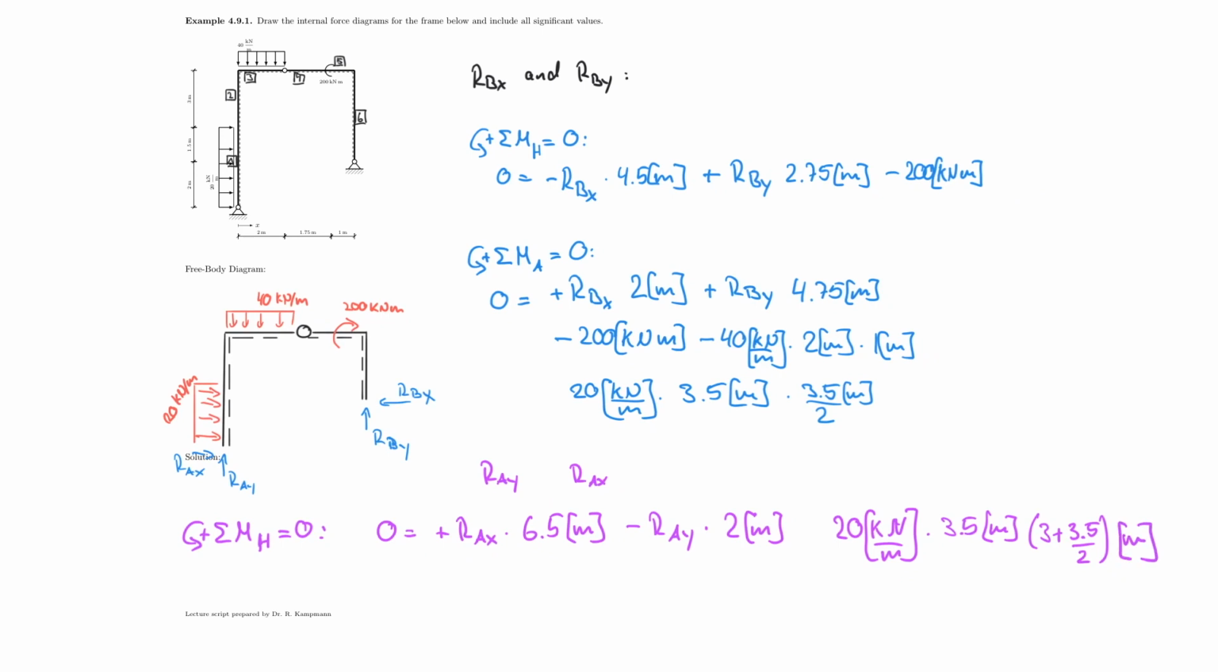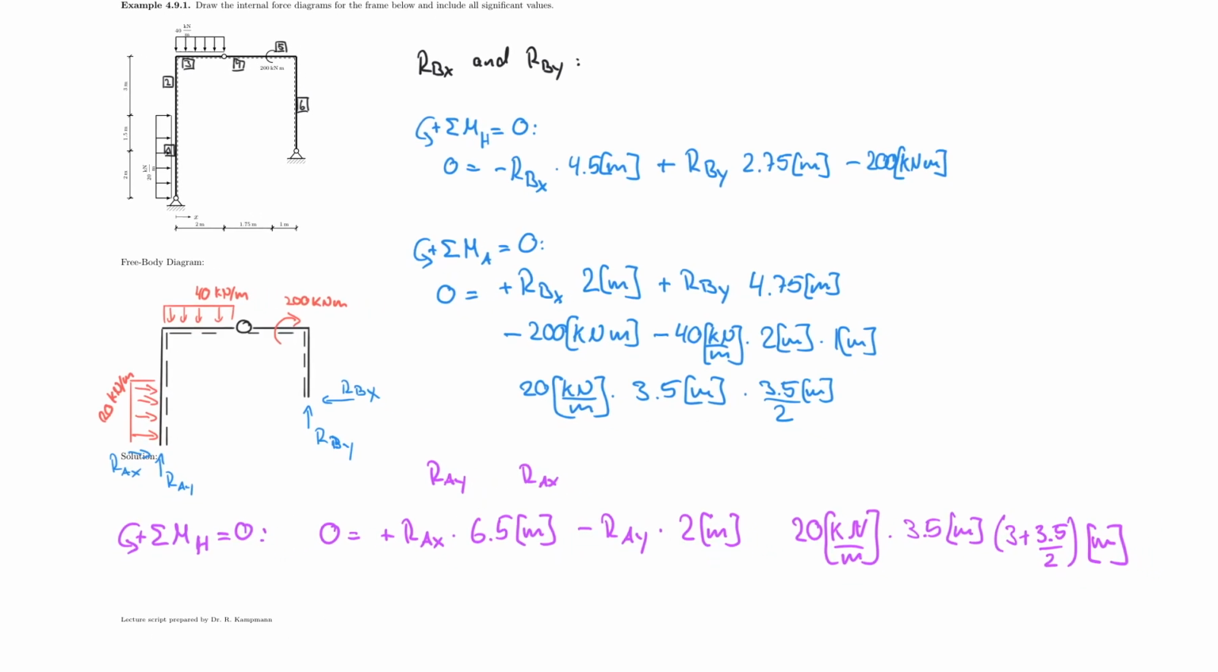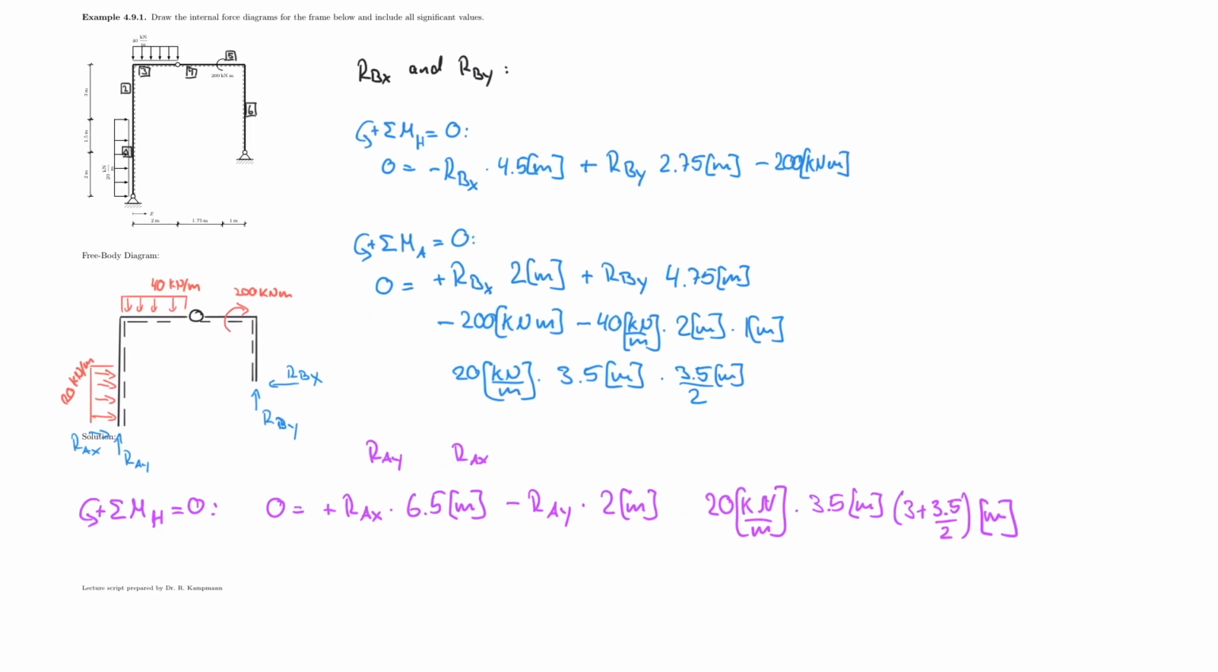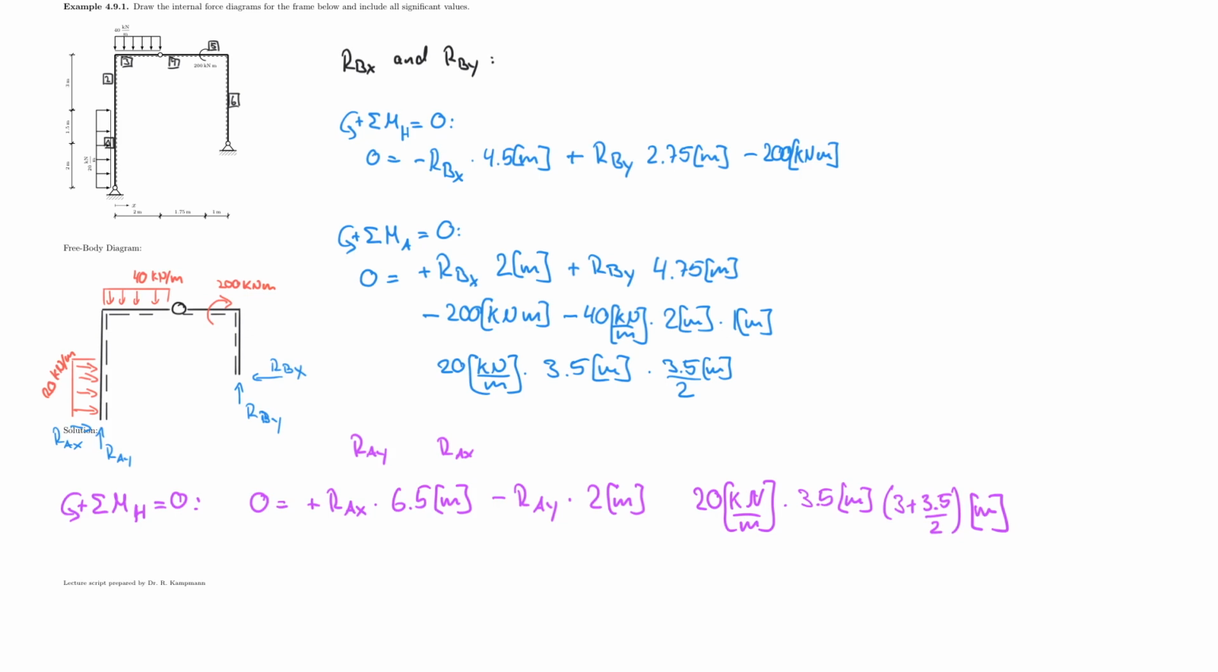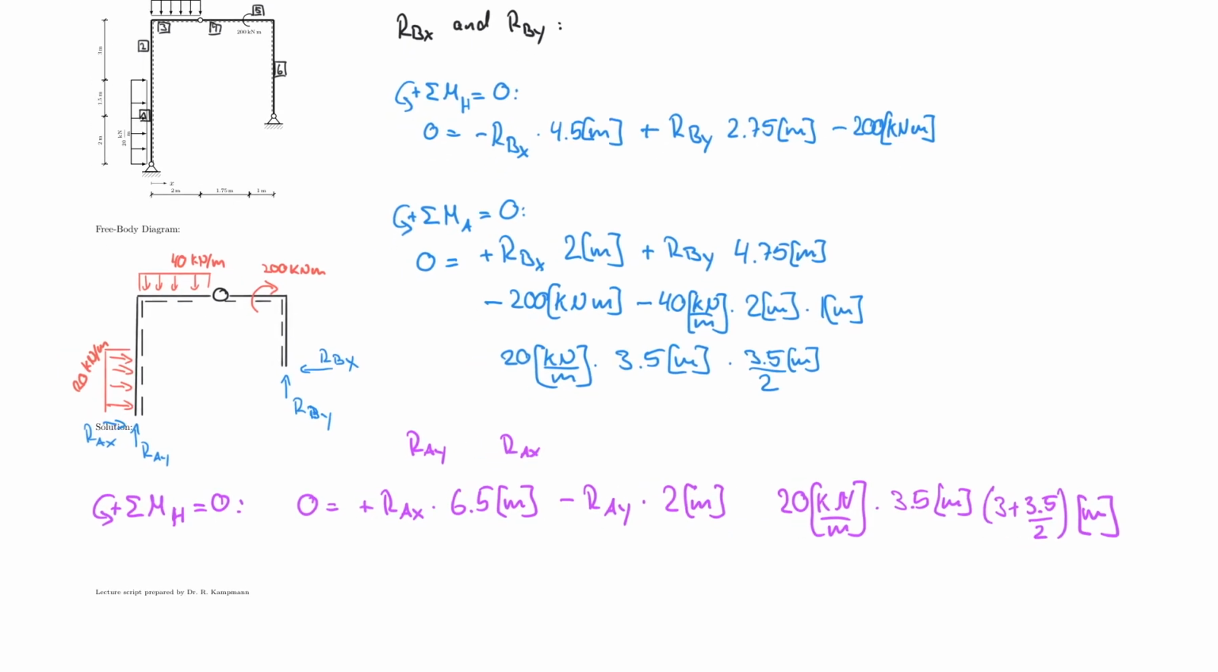But I'm not done yet. I have to include the 40 kilonewton. So let's do that. Maybe I can get that in the same line here. That is maybe not the best idea. So 40 kilonewton per meter multiplied by 2 meters. That's the distance it's acting over. And in this case, it's easy to see that the lever arm is 1 meter because it's right at the hinge. 1 meter.